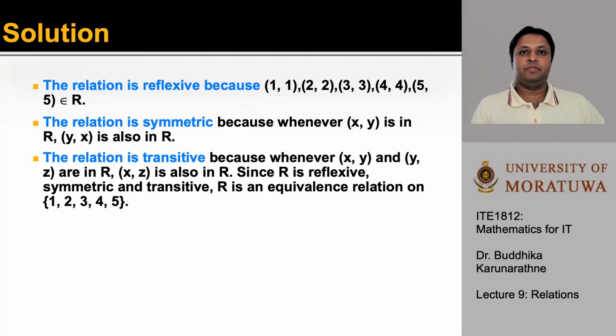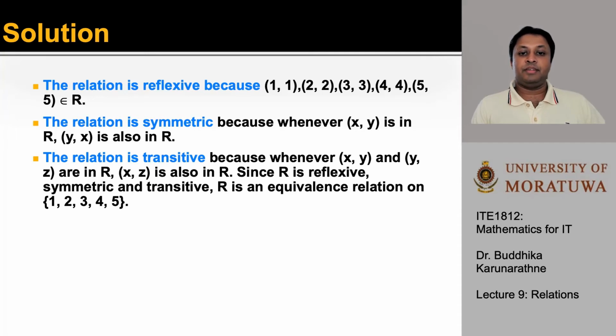And so the reflexive property is fulfilled. And then the symmetric property, it is symmetric because whenever (x, y) is in R, (y, x) is also in R. So that's how we check whether the symmetric property is satisfied. And then also transitive, because whenever (x, y) and (y, z) are in R, (x, z) is also in R. So that's how to fulfill the transitive property.